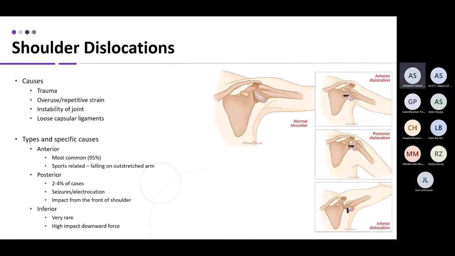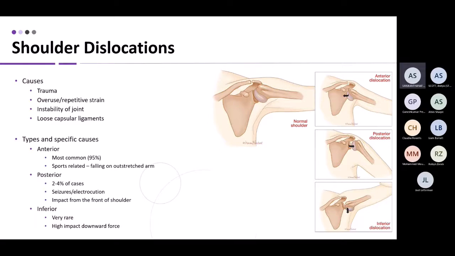Anterior dislocations are actually the most common type of shoulder dislocation, accounting for about 95% of cases. This is because the top of the humerus is more easily displaced towards the front of the body than towards the back, and this is typically a sports injury. In older people as well, it happens because of the way they fall with their arm outstretched.